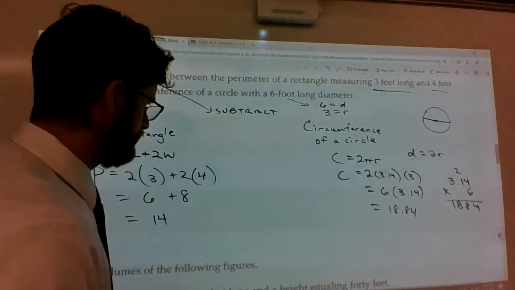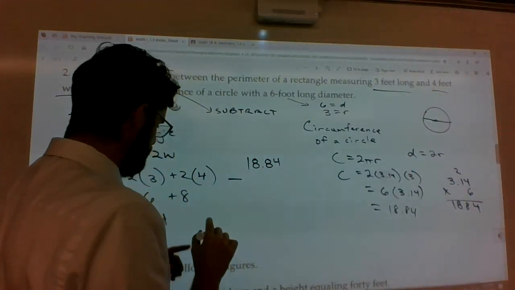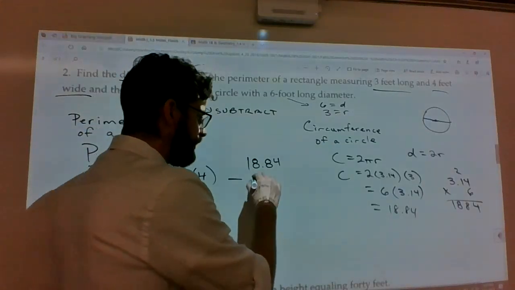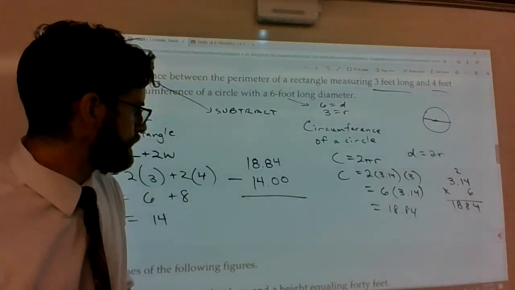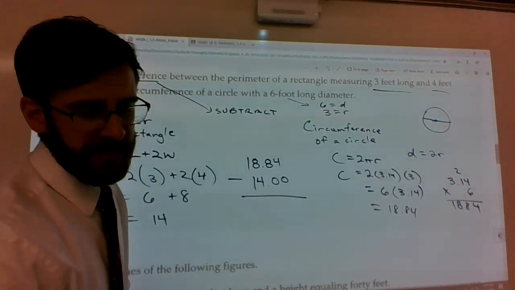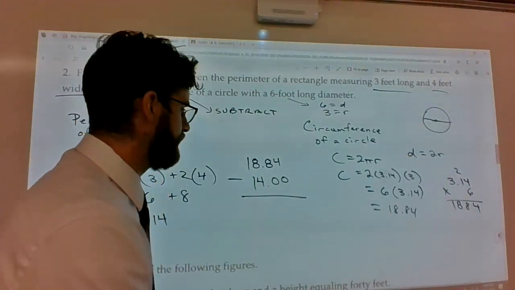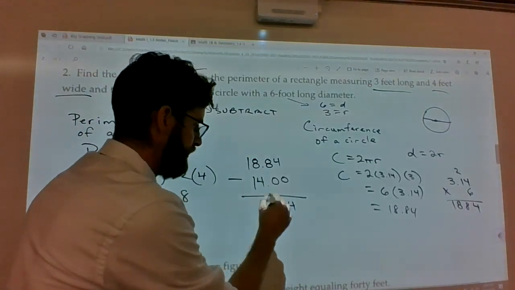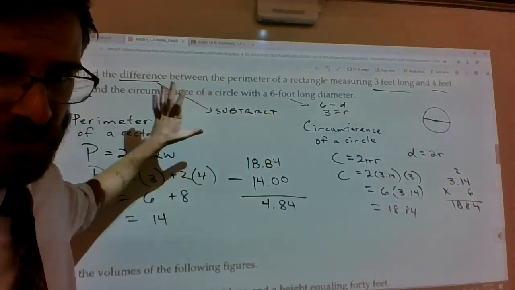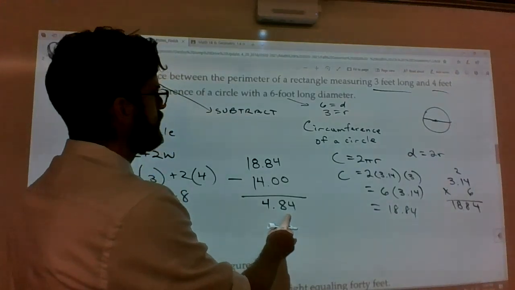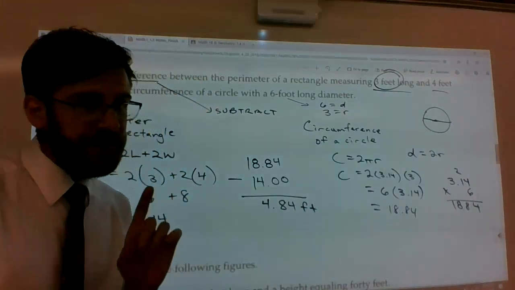Alrighty, and then our finale. We're subtracting 18.84 and 14. Much like on that previous example, in order to add or subtract decimals, you must line up the decimal. Line up the decimal. So if I didn't line up the decimal, I'd be saying that 18.84 minus 14 was like 18.7, which doesn't make any sense at all. That'd be 4. Got it. So the difference between the circumference of the circle and the perimeter of a rectangle is 4.84 feet. And it's not feet squared.